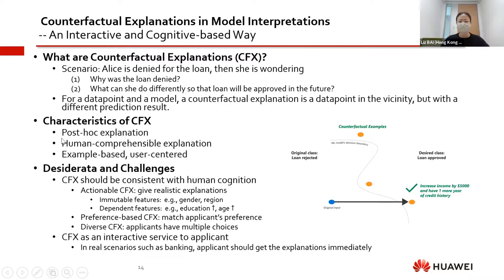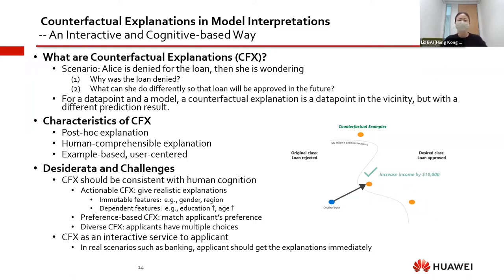characteristics include that it is a post hoc explanation. What is post hoc? It means that the model is there already and we are going to explain it. It's not that when I build the model, I put some explanation inside it. That is not post hoc. Post hoc is that the model is there already, a black box, and you are trying to explain it. CFX also has a lot of applications because it is example-based, user-centered, and gives human-comprehensible explanations. For example, given different features, you let the users know what features to change and to what degree, and you can get your desired prediction, right?